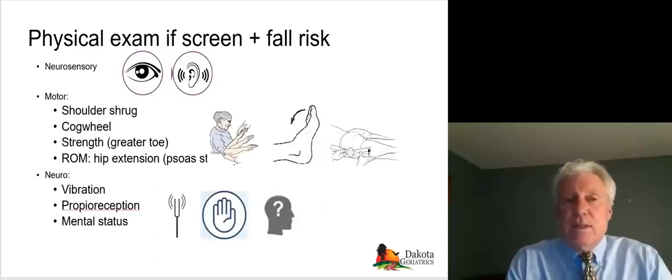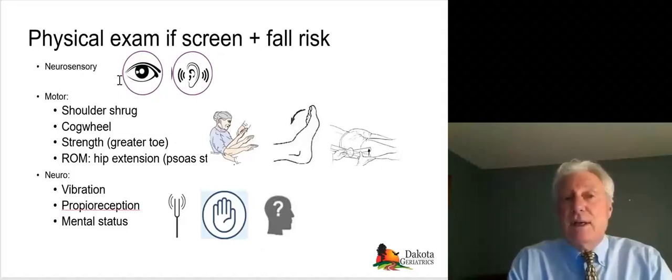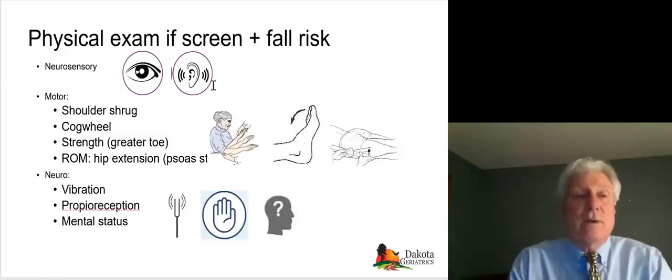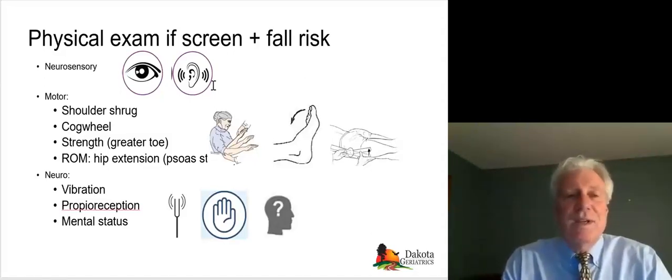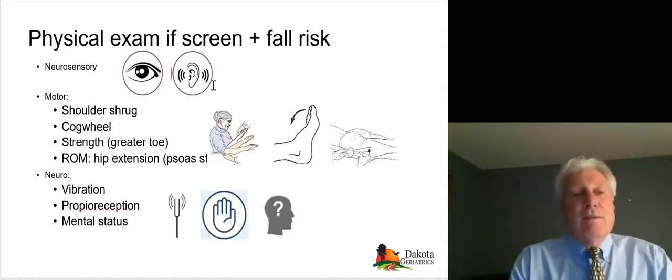In terms of the physical exam, you want to focus firstly on the neurosensory, so doing an eye chart test or a Snellen test, both with glasses on and glasses off, hearing test, and also looking for cerumen impaction is really important because the beeswax in one ear to both ears can be a problem for gait and balance.